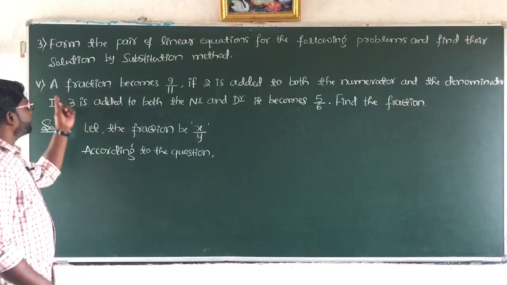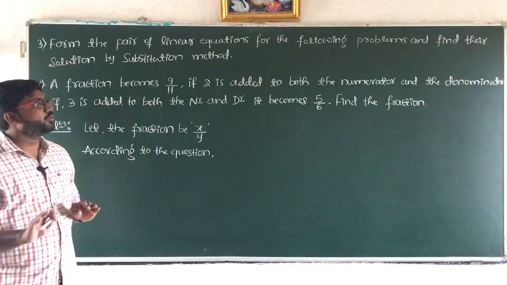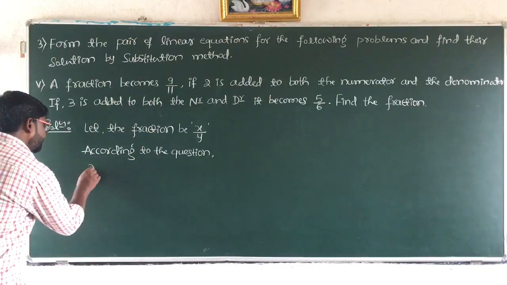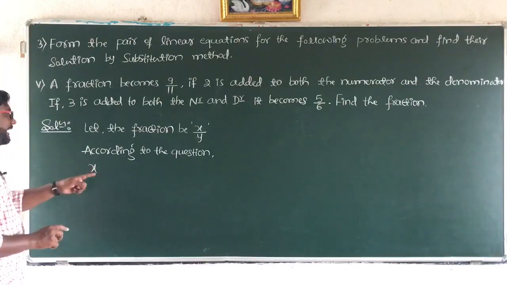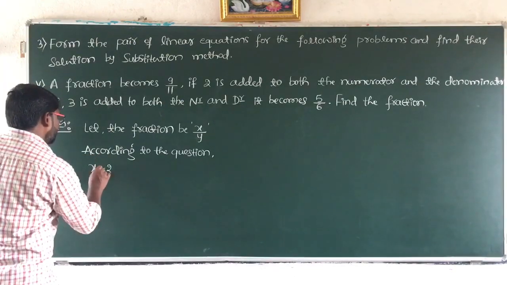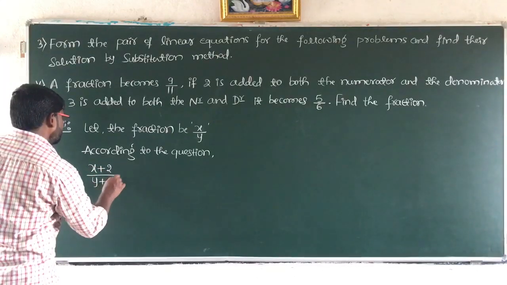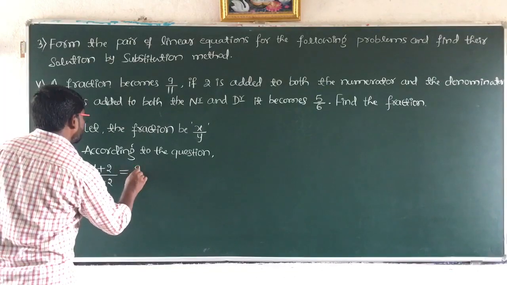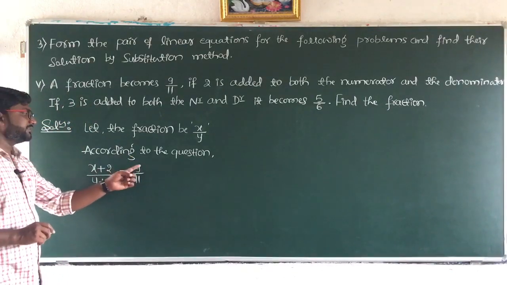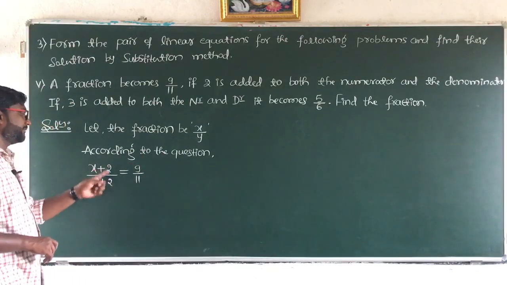a fraction becomes 9 by 11 if 2 is added to both the numerator and the denominator. So the fraction is x by y. I have to add 2 to the numerator, it becomes x plus 2, then 2 to the denominator, y plus 2, which is equal to 9 by 11. It becomes 9 by 11, so it must be on the right hand side.